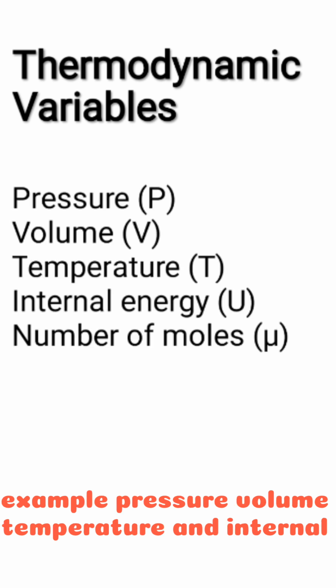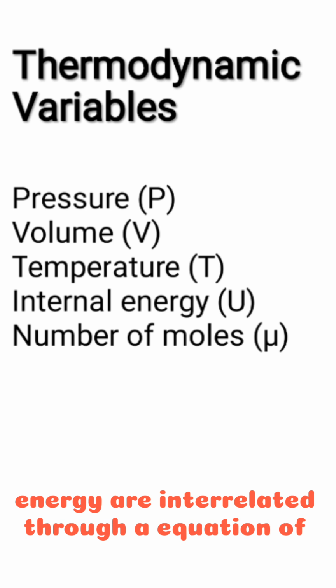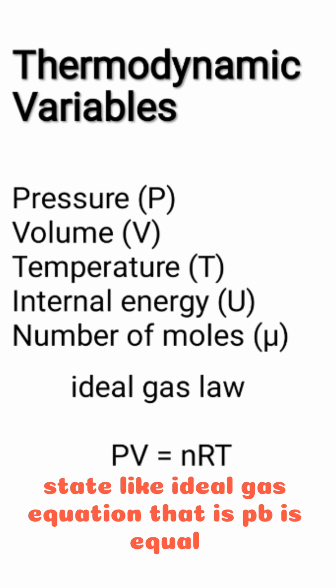Thermodynamic variables. Thermodynamic variables are the quantities that describe the state of a system. For example, pressure, volume, temperature, and internal energy are interrelated through an equation of state like the ideal gas equation, that is PV = nRT.